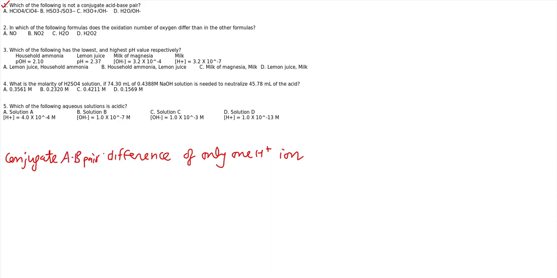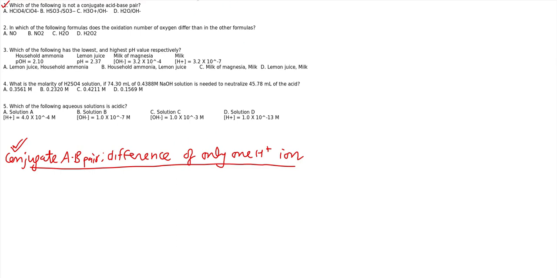For determining which is the conjugate acid base pair, you should know the characteristic of a conjugate acid base pair. In a conjugate acid base pair, there should be a difference of only one H plus ion. That is the characteristic of a conjugate acid base pair. So if a pair has a difference of only one hydrogen ion, or one H plus ion, then you call it a conjugate acid base pair.